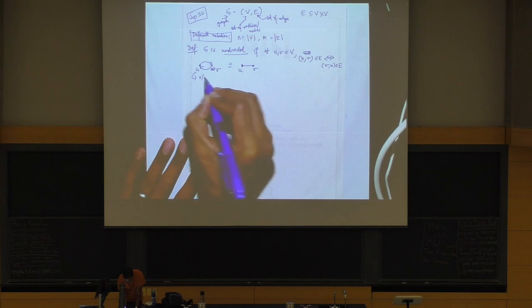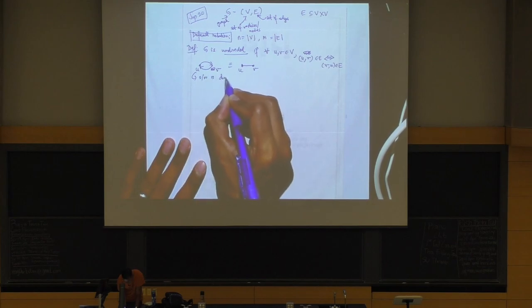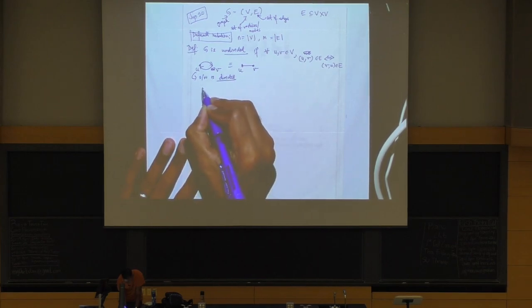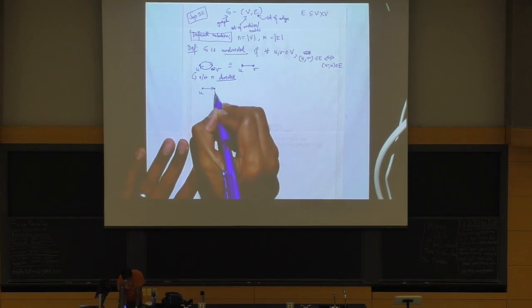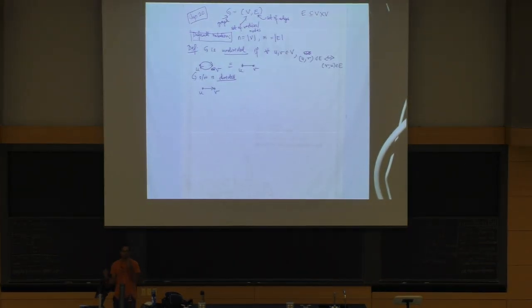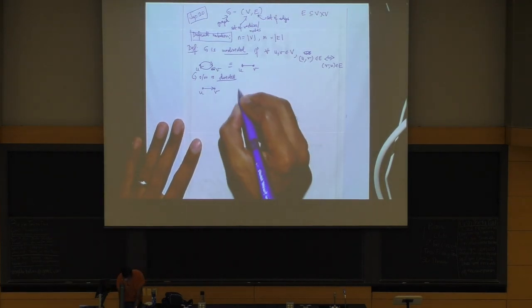So G otherwise is directed. What that means is if, for example, there is an edge from U to V, but not the way back, then it's directed.